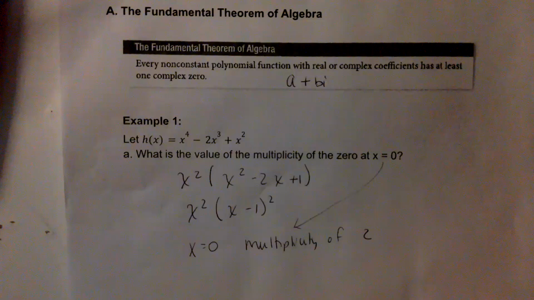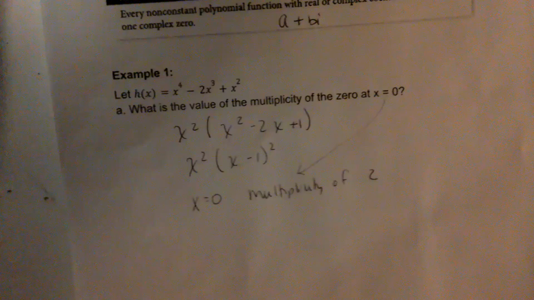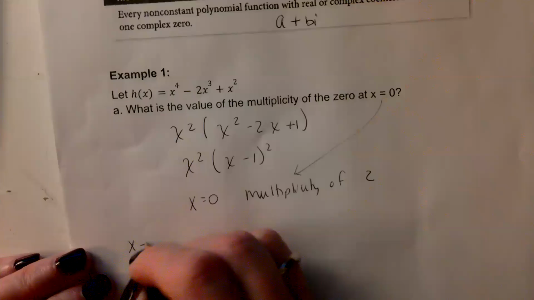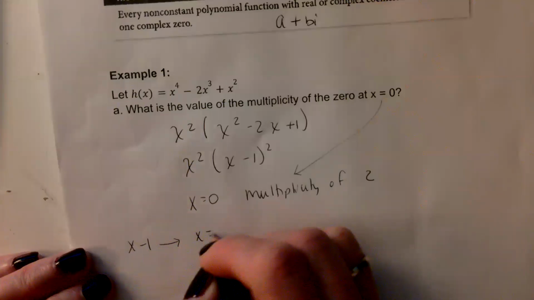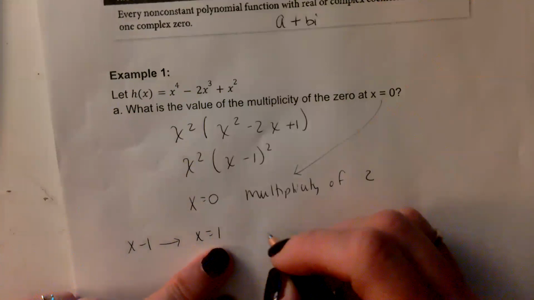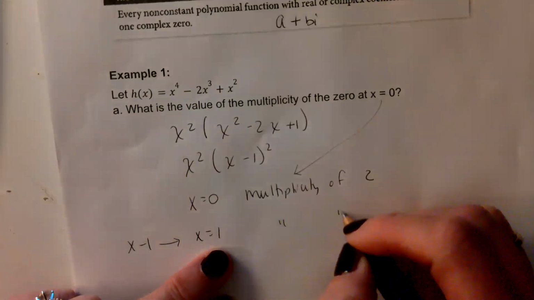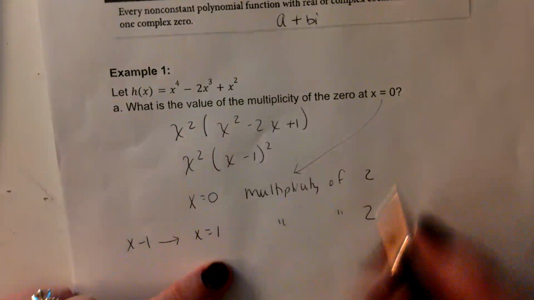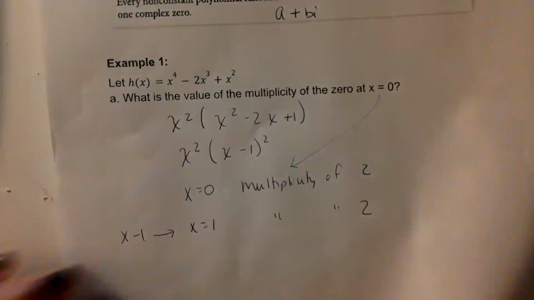And actually the zero of 1, this x minus 1, has a zero, x equal to 1, that has a multiplicity of 2 as well. So they both have a multiplicity of 2.